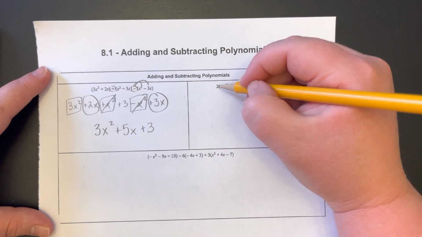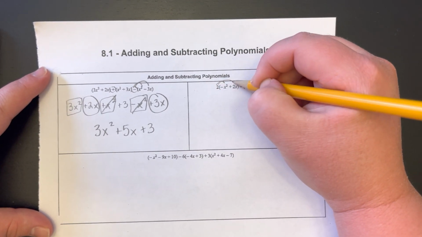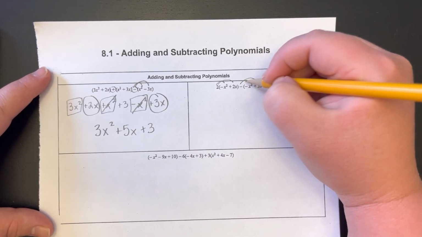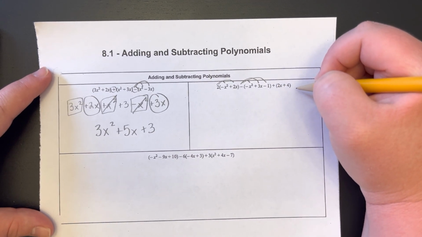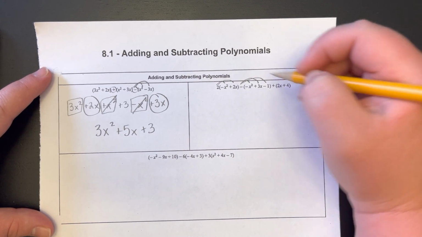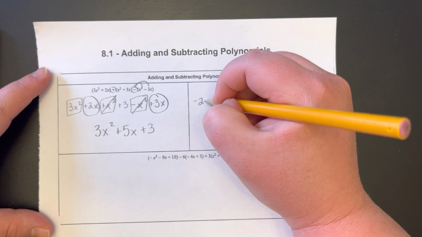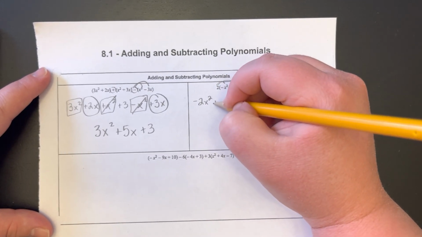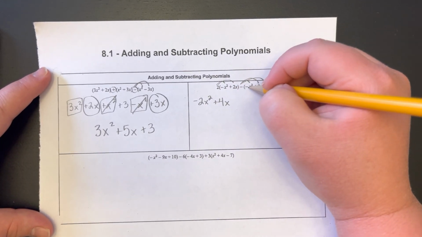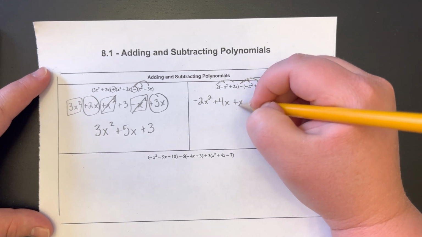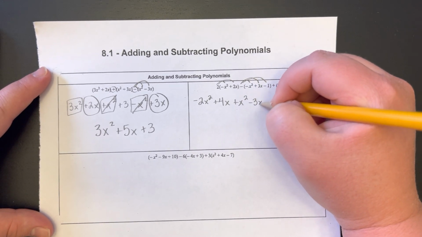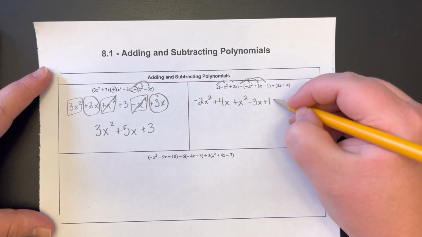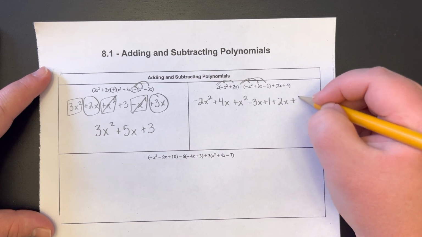Next one. I have a 2 out in front here, so you got to remember to distribute that. The negative gets distributed here, and nothing happens to the last 2. Those are the only 2 terms that stay the same. So over here, I'm going to get negative 2x squared plus 4x. Then these signs are going to change. So plus x squared minus 3x plus 1. And then these last 2 terms stay the same. So plus 2x plus 4.